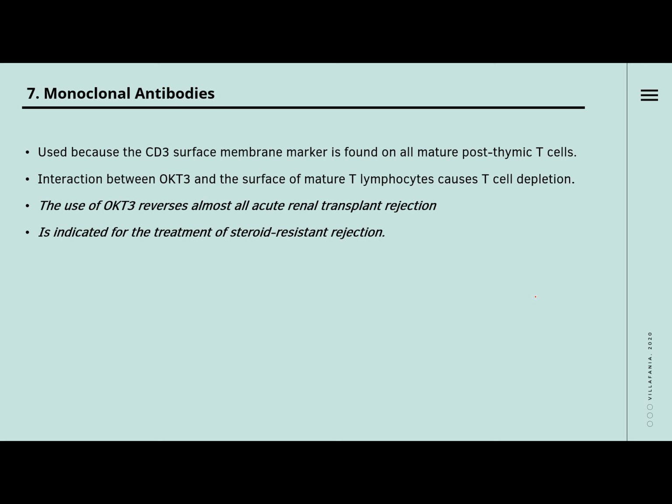Then we have your monoclonal antibodies, used because the CD3 surface membrane marker is found on all mature post-thymic T cells. Interaction between OKT3 and the surface of mature T lymphocytes causes T cell depletion. The use of OKT3 reverses almost all acute renal transplant rejection. It is indicated for the treatment of steroid-resistant rejection.